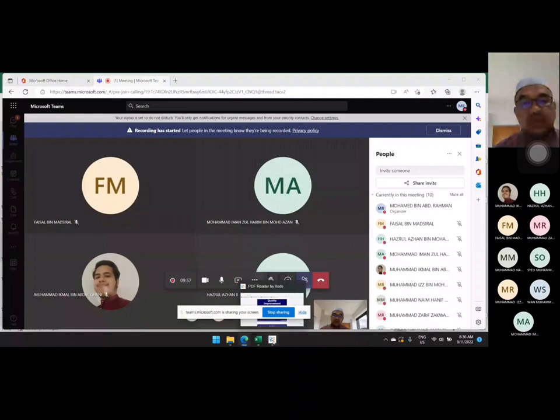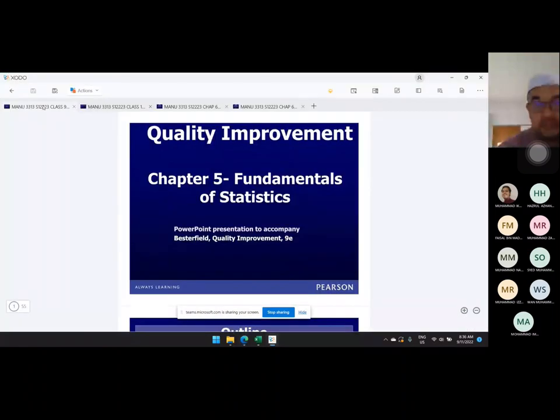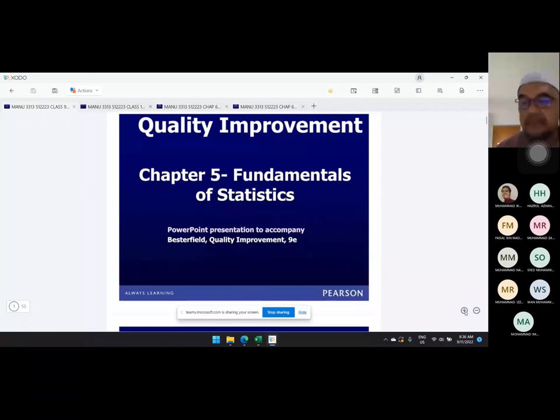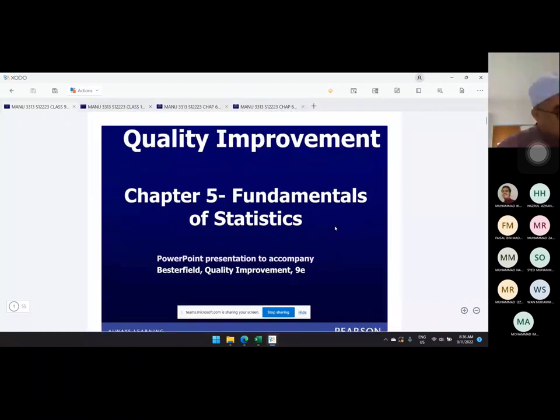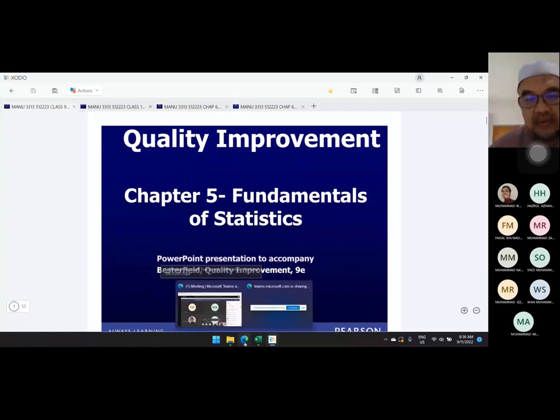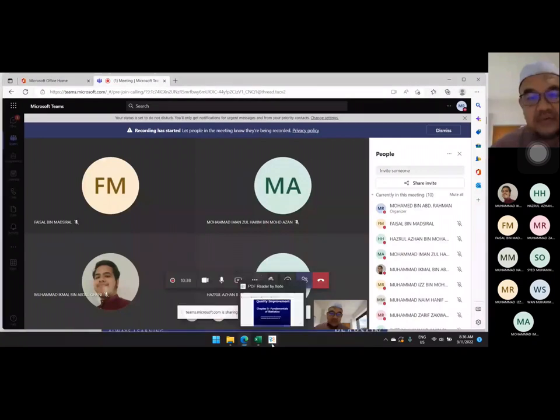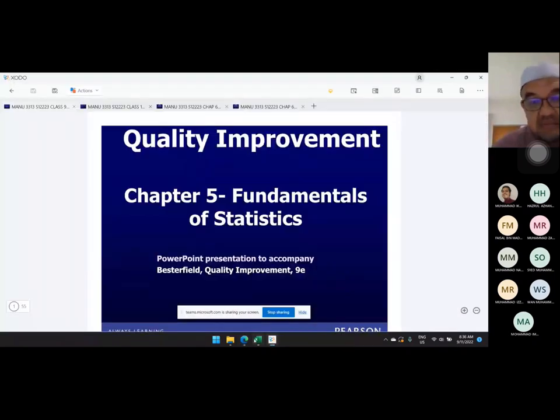Quickly, the slides on topic number 5, fundamentals of statistics. Can I check with the QA side whether you can see the slide or not? QA Hazrul, can you see the slide just now? Yes, sir. Okay, alhamdulillah.